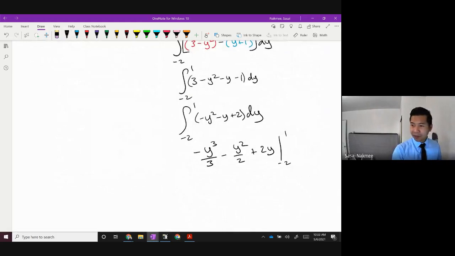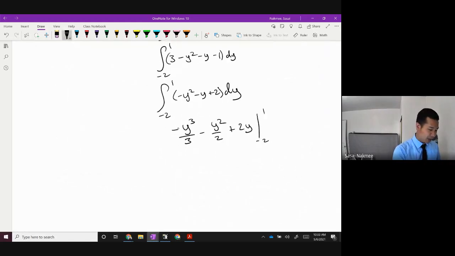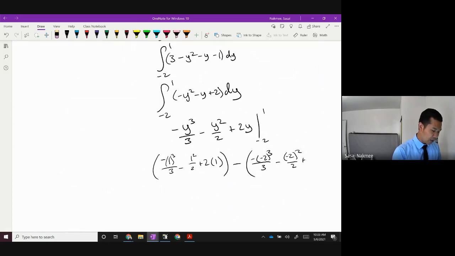Anyways, let me finish off this problem, and let me plug in these values here for us to get these numbers. So I'm going to have here negative 1 cubed over 3 minus 1 squared over 2 plus 2 times 1, minus, do this big thing over here. This is going to be negative 2 cubed over 3 minus negative 2 squared over 2 plus 2 times negative 2.